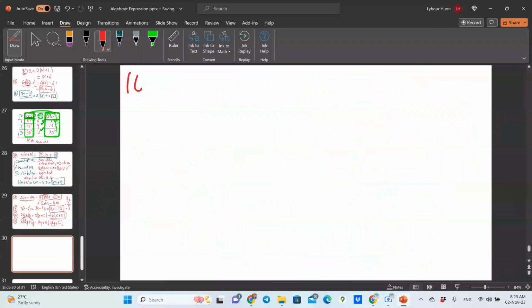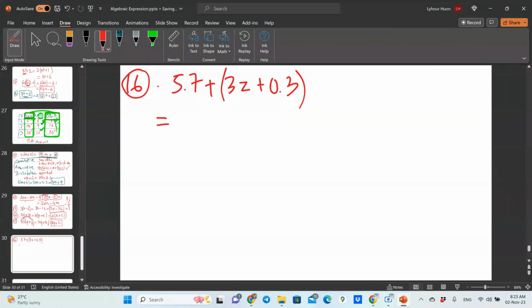Finish number 16. 16, wait. 5.7 times 3z plus 0.3. So what is this equal to? What property will be used?